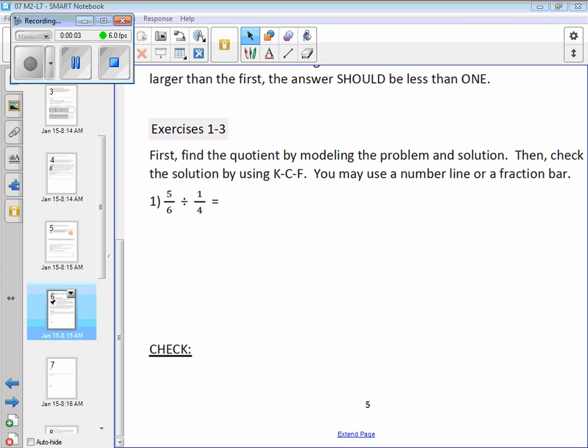The models get lengthy on these three exercises, so I'm going to show it to you both ways. You'll see why keep, change, flip works so much easier. The first thing you have to do with these fractions is make a common denominator, which is what?